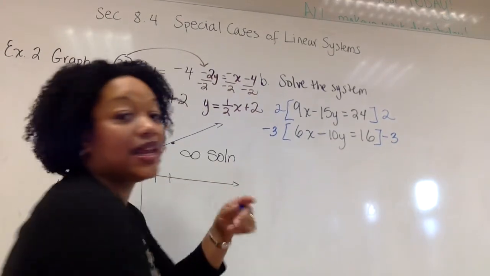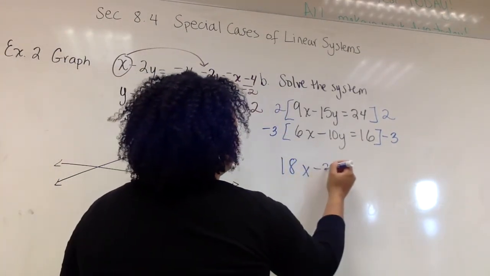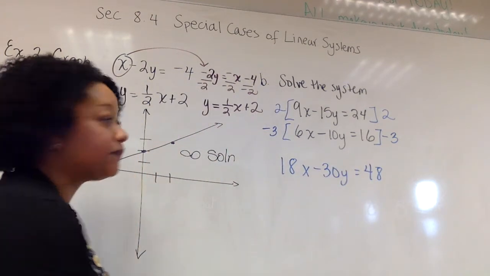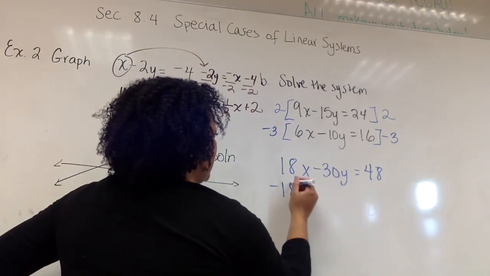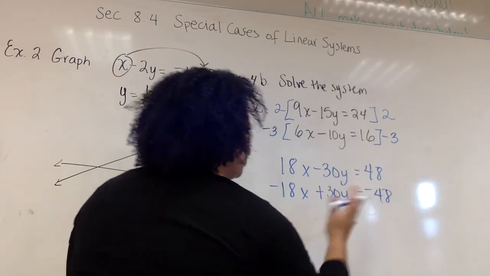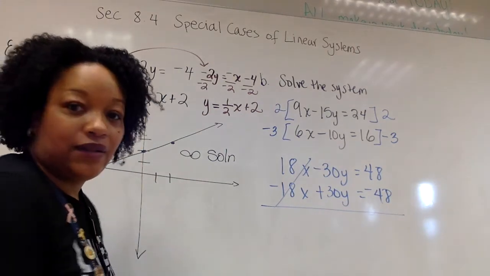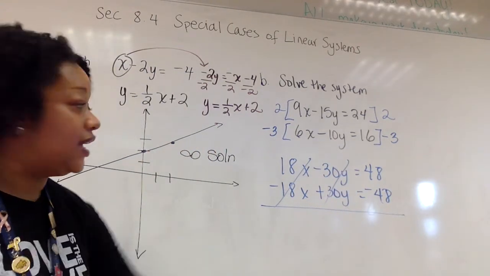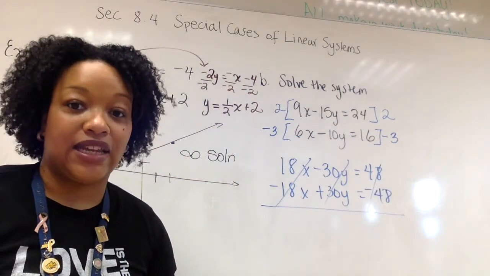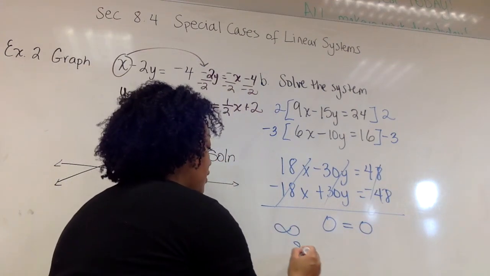So now we're rewriting both equations. That gives me 18x, that gives me -30y, that gives me 48. So far so good? Should be. Second equation, -18x, +30y, -48. Look at what happens. If you draw your line, your x's are eliminated. Your y's are eliminated. And look over here, your 48s are eliminated. Everything is eliminated. It's gone. 0 equals 0. Infinite solution.